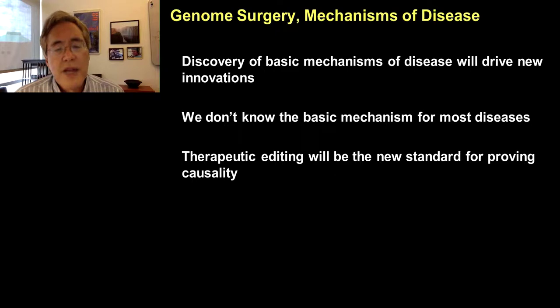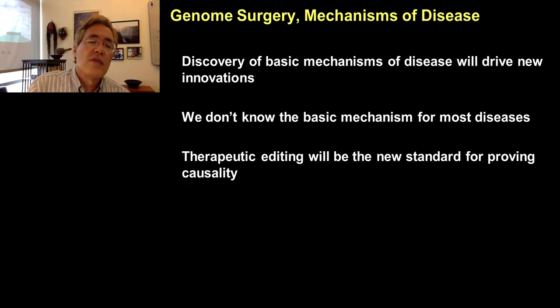The mechanisms of disease are also incredibly important because by doing these edits, we're actually testing the mechanism. We don't really know the mechanism for most disease. And just by doing the editing, we actually are proving that point for a particular case, saying this gene is causative, in fact, and it can, in fact, potentially be reversed.